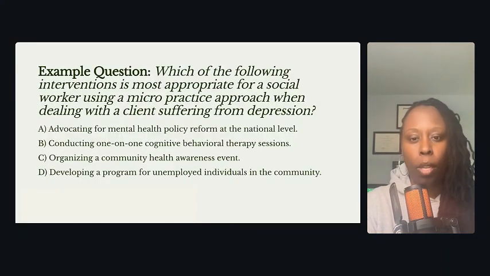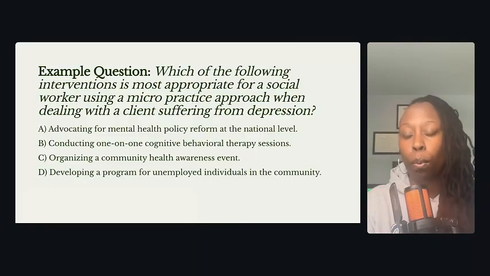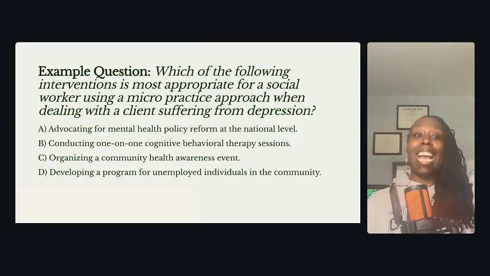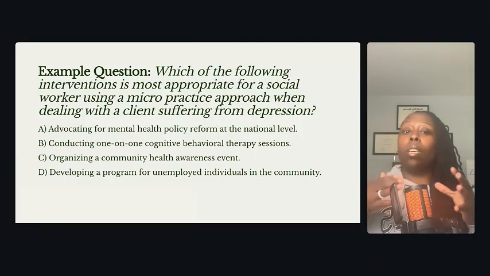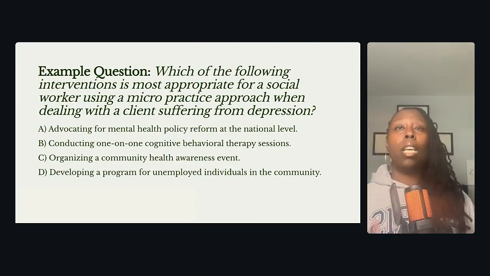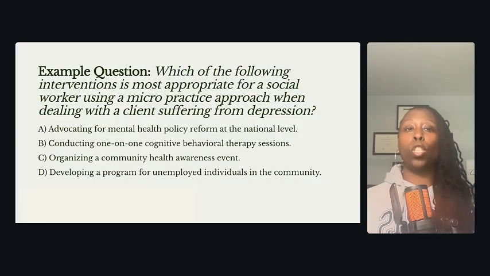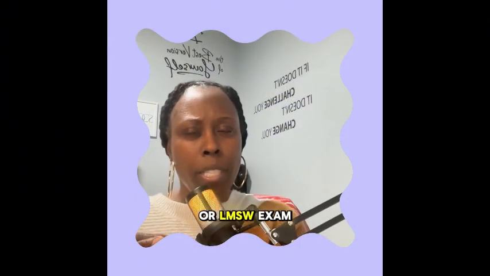So let me give you an example here. Which of the following interventions is most appropriate for a social worker using a micro practice approach when dealing with a client suffering from depression? Is it A, advocating for mental health policy reform at the national level? B, is it conducting a one-on-one cognitive behavioral therapy session? C, is it organizing a community health awareness event? Or D, is it developing a program for unemployed individuals in the community? What are your thoughts?